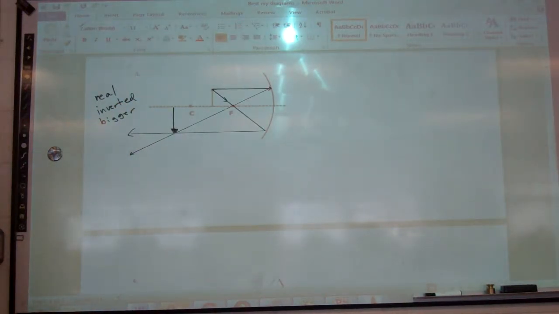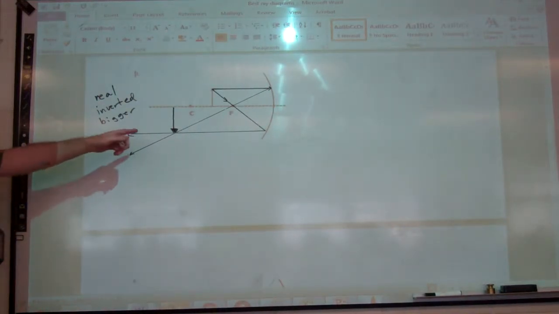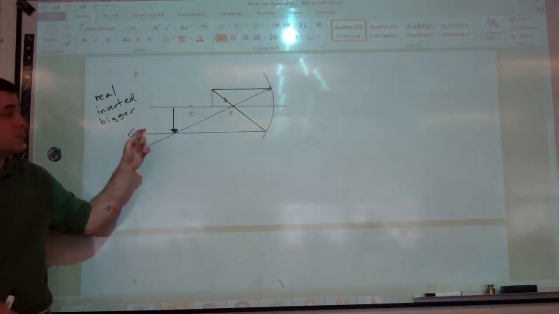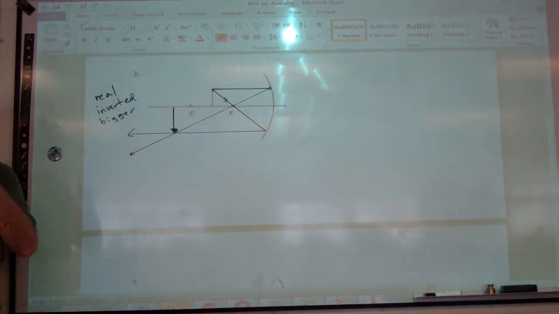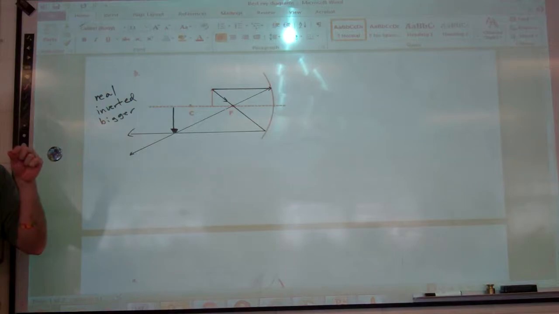Everybody understand why it's real? It's real because it's in front of the mirror, so that the two reflected rays intersect in front of the mirror. So that means it's real. How could you tell if they, yeah.